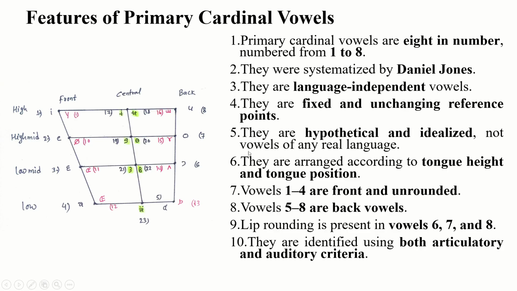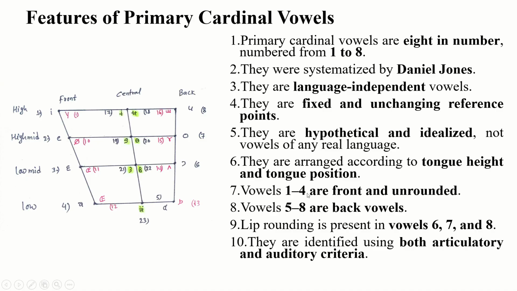According to tongue height, there are four levels, and according to tongue position, there are three. High, high-mid, low-mid, and low: this is called tongue height. And front, central, and back: this is called tongue position.